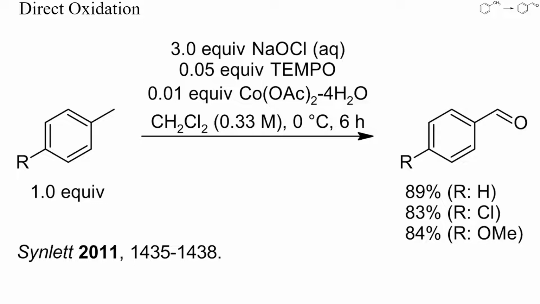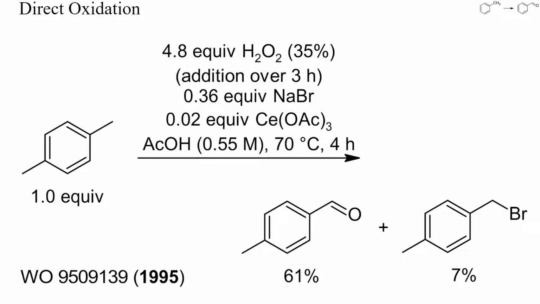A safer strategy than the use of oxygen is the TEMPO-catalyzed oxidation with hypochlorite. In this example, cobalt acetate was required as co-catalyst and the oxidation already proceeded at 0 degrees Celsius. Also, oxidations with hydrogen peroxide are safer than aerobic oxidations. Here, cerium acetate and sodium bromide were the catalysts and the oxidation was conducted in acetic acid. Along with the aldehyde, a small amount of benzylic bromide was also obtained.